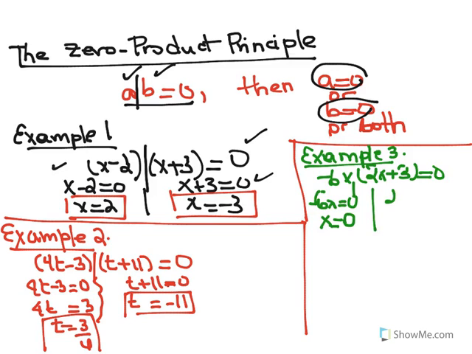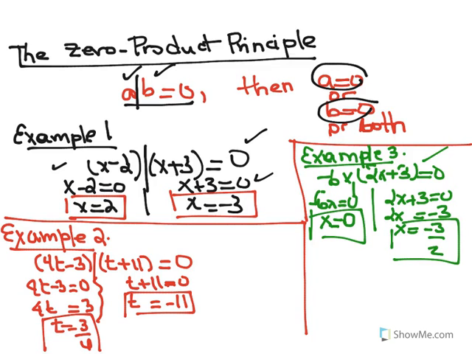And in this particular case, I have 2x plus 3 equals 0, the second factor equals 0. Subtract 3 on both sides, I get this. Divide by 2, I get negative 3/2. So I have solved the equation.